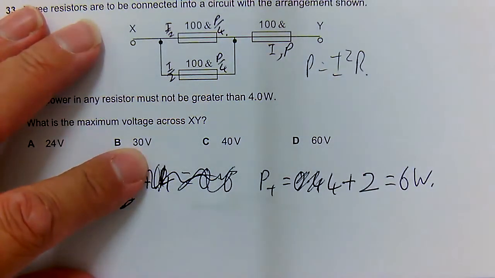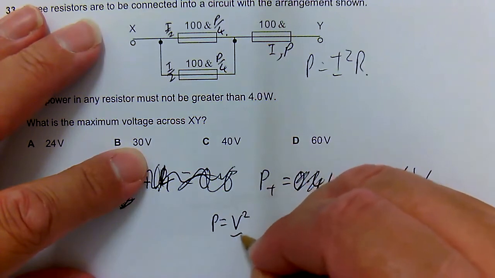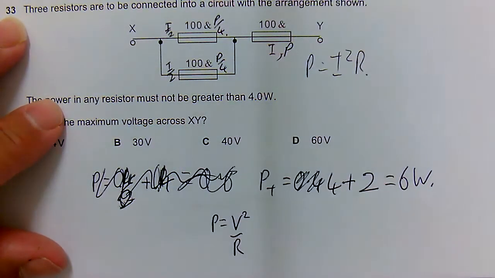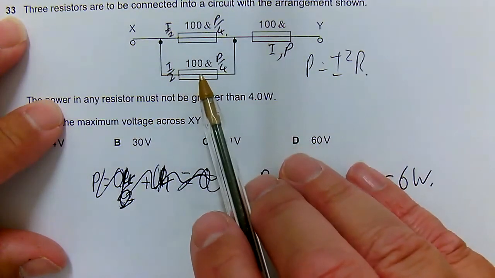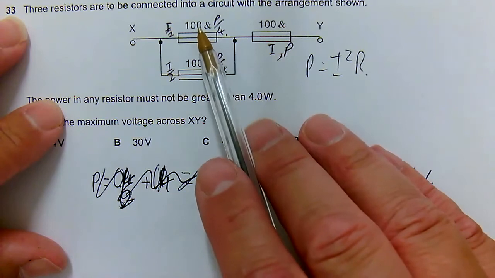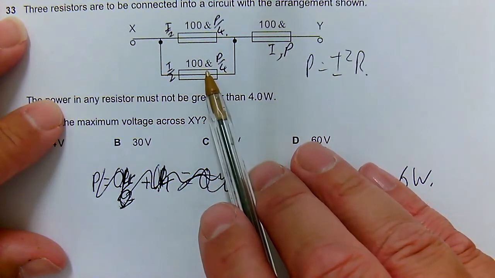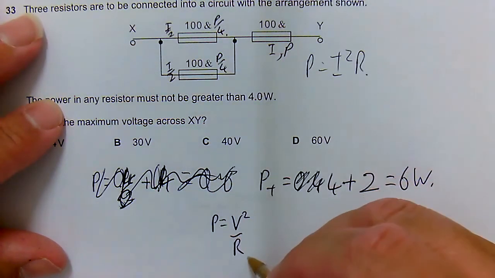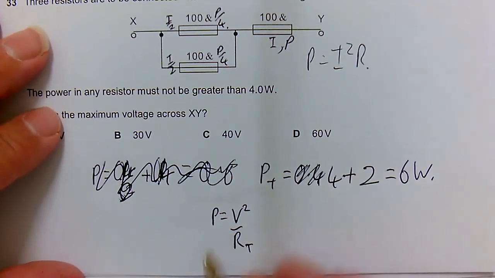The total power of the whole combination is 6 watts. So we use P is equal to V squared over R, where we can work out the total resistance. You can do this by using a combination of series and parallel formulae, or you can do this by inspection. I think this is okay to do by inspection. So this is 100 and 100 in parallel, so that would be 50 ohms in total. 50 plus 100 is 150. So we know what R is. It's the total R, which is 150. We know P is 6.